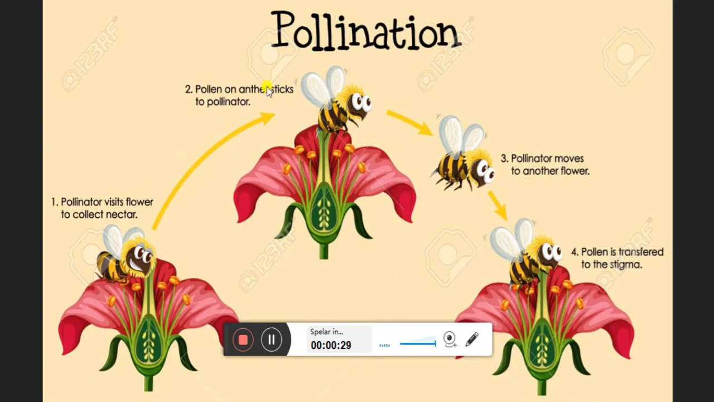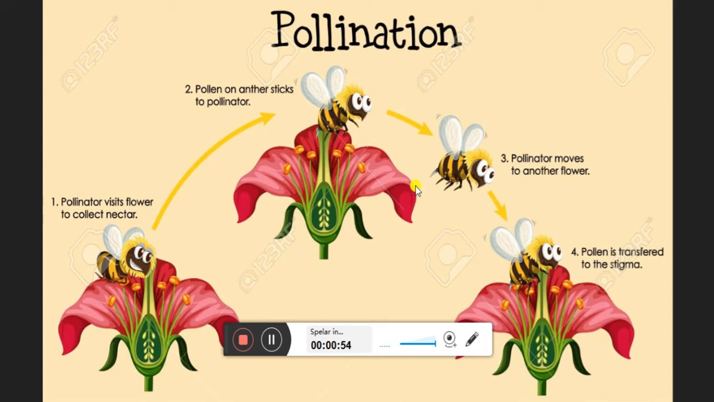What is the meaning of pollination, or you can say what is the process of pollination? The process of transfer of pollen grains from the anther to the stigma of the flower is called pollination. So simple as that. This is the transfer of pollen grains from where to where? From anther to the stigma. Why from anther? Because the anther is producing the pollen grains.